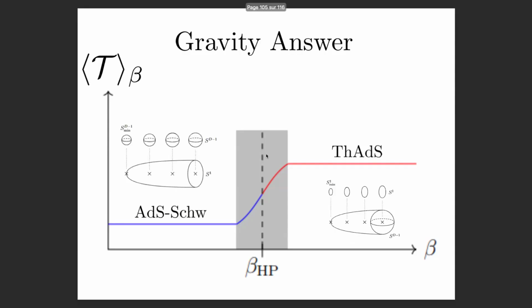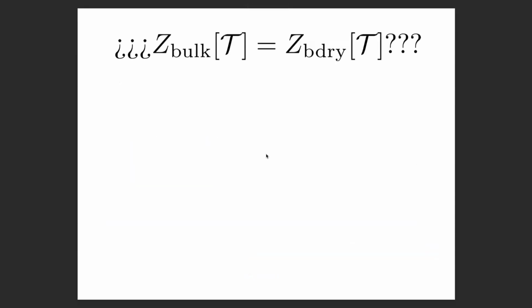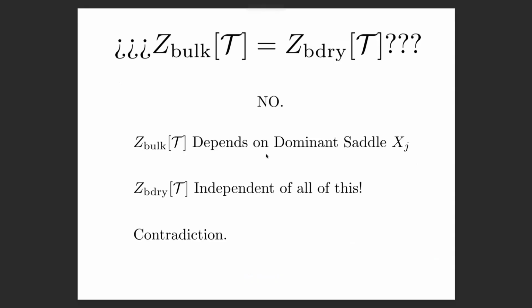Okay, here they are. Here's the two different topologies. You get different answers. Okay, so is this true? As was already anticipated, no, it's not. One of them depends on the bulk saddle, the other one does not in any way. That's a contradiction. Okay, so what can we conclude from this?